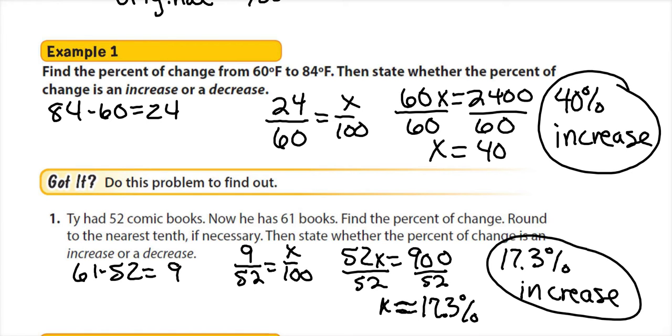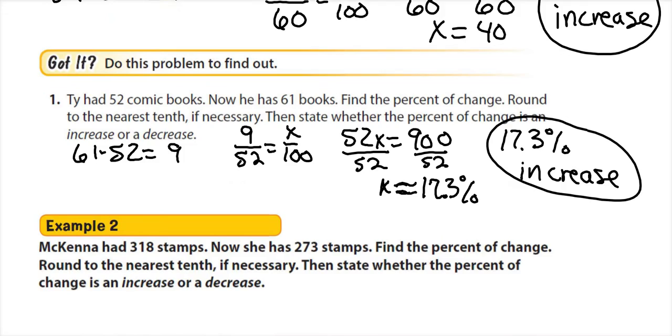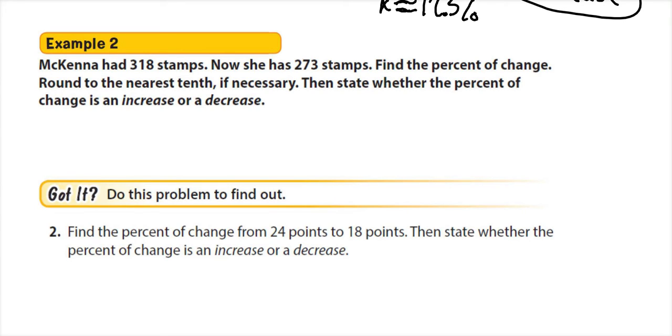All right, let's look at example 2. Number 2 says, McKenna had 318 stamps, now she has 273 stamps. Find the percent of change, round to the nearest tenth if necessary, then state whether the percent of change is an increase or a decrease. For this one, we're going to have to take the high minus the low, so that would be 318 minus 273. And that comes out to, let's see, 45.